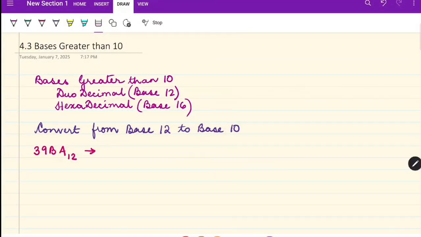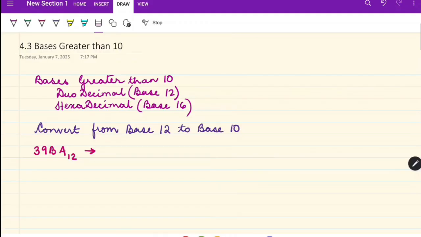Hello everyone. Today we are going to start our discussion on numeration systems whose bases are greater than 10. There are essentially two of them which are widely used. One is the base 12 system, the duodecimal, and the other one is the base 16 or the hexadecimal.